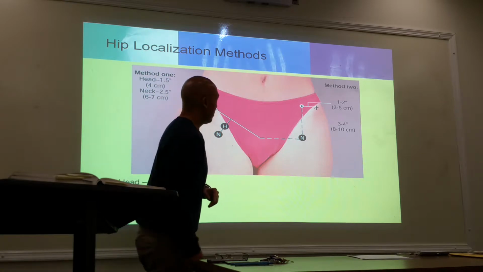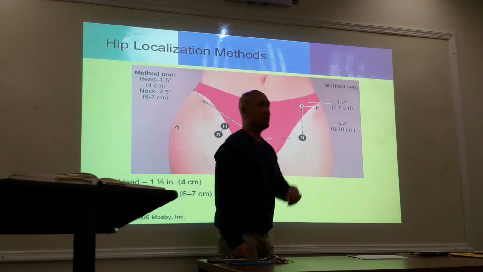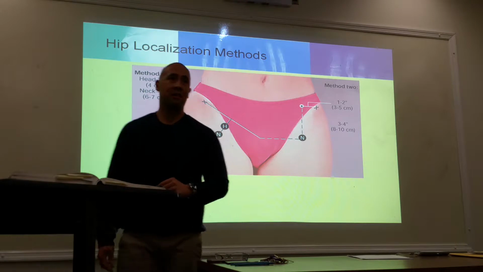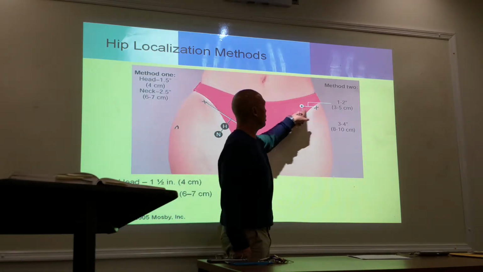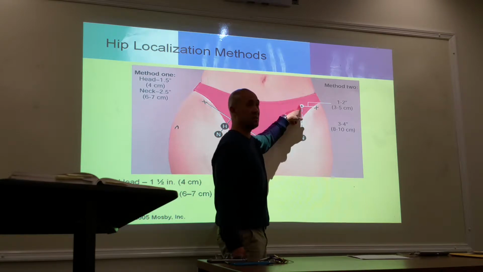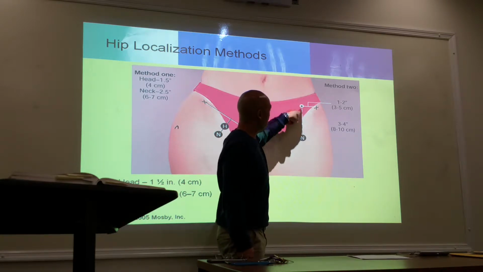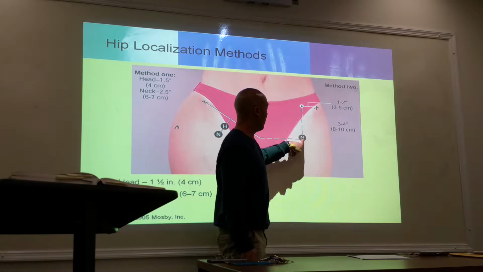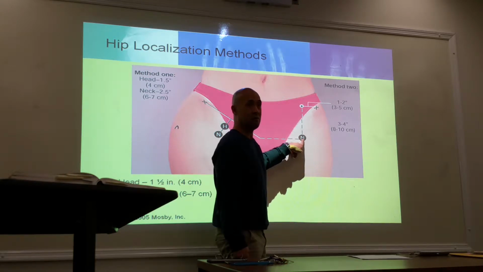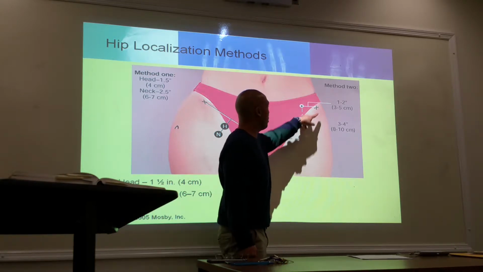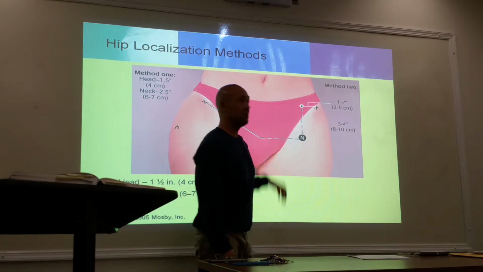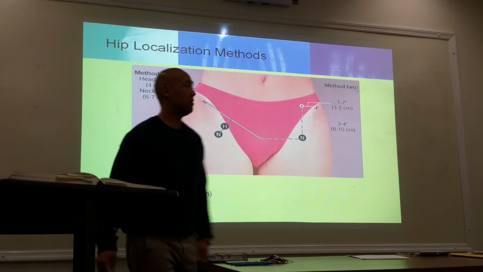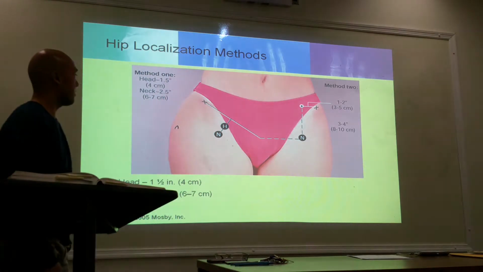All right. So method two, find the ASIS. Medial to the ASIS, you're going to go about 1 to 2 inches immediately from the ASIS. From there, 3 to 4 inches down, you'll find the neck. And you can do all this without touching the symphysis pubis.